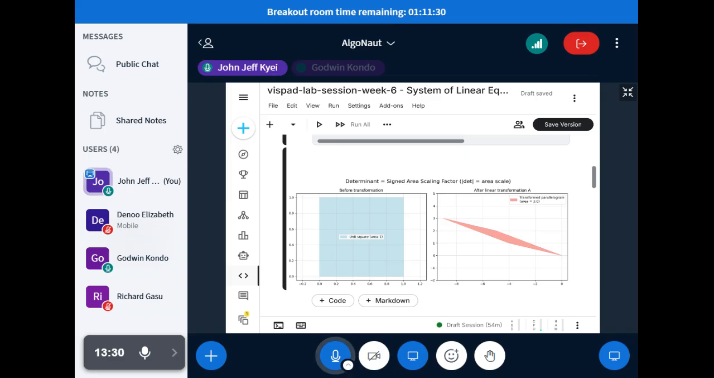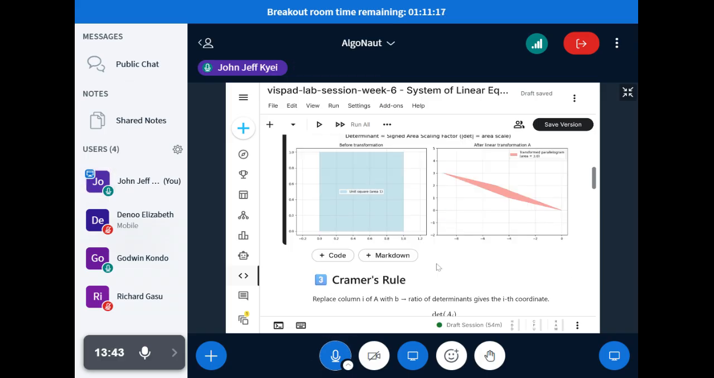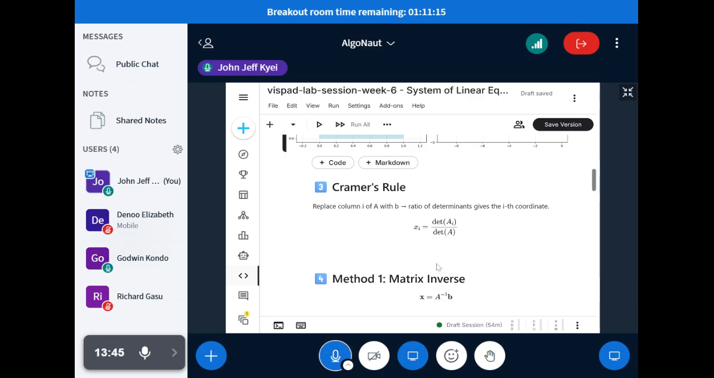And this helps you understand what a determinant actually means, right? It measures how much the matrix stretches or squishes space, and that's what we have. So let's go on and solve the system.